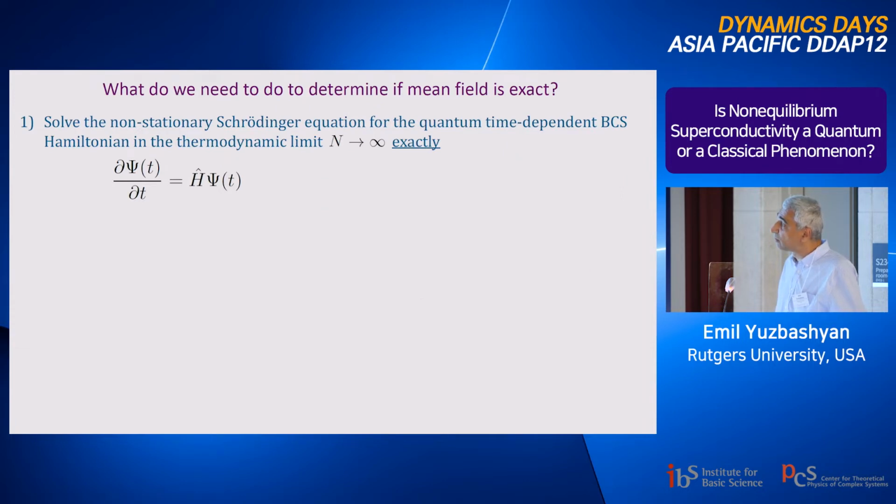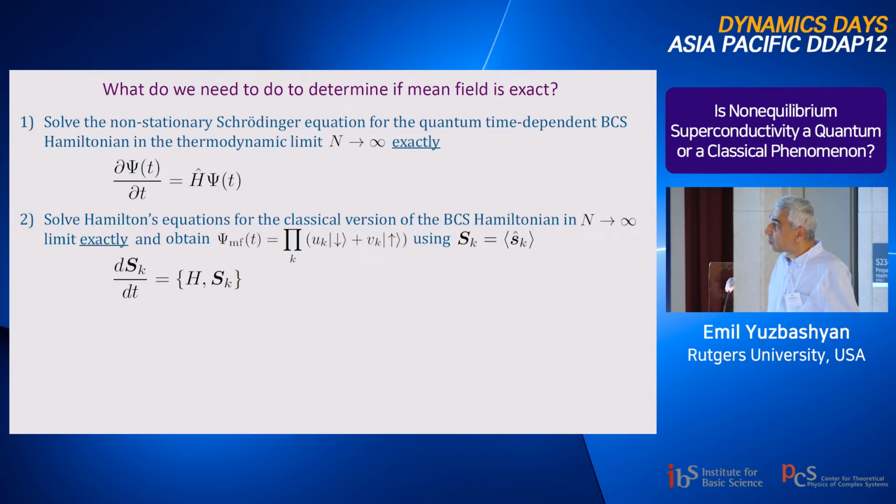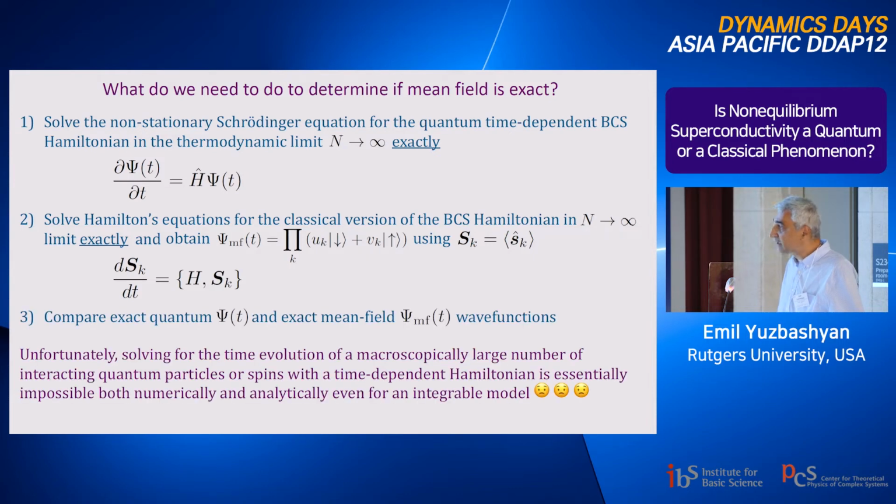So what do we need to do to determine if mean field is exact? First, we need to solve the non-stationary Schrödinger equation for the quantum time-dependent BCS Hamiltonian in the thermodynamic limit exactly. Then we also need to solve classical equations of motion for the classical version of the BCS Hamiltonian in the same limit to obtain this capital Sk, and then from that we can reconstruct the mean field wave function. And then finally, we need to compare the exact quantum and exact mean field wave functions.